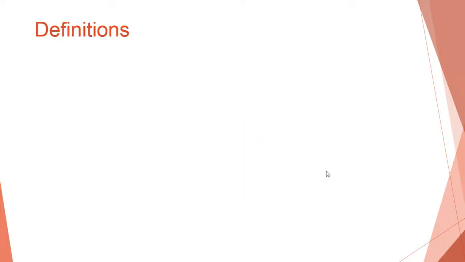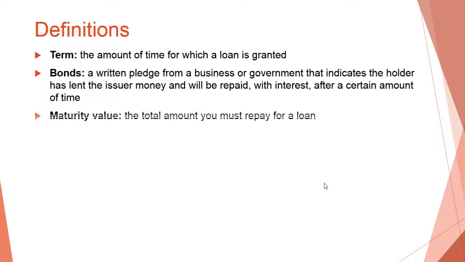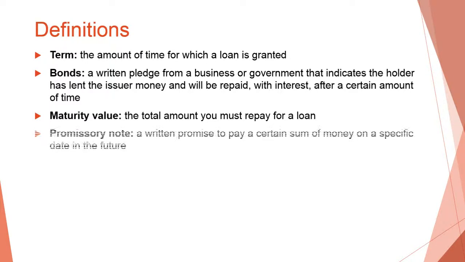Let's start with some key terms. We have term, which is the amount of time for which a loan is granted. We have bonds, which is a written pledge from a business or government that indicates the holder has lent the issuer money and will be repaid with interest after a certain amount of time. Maturity value, which is the total amount you must repay for a loan.